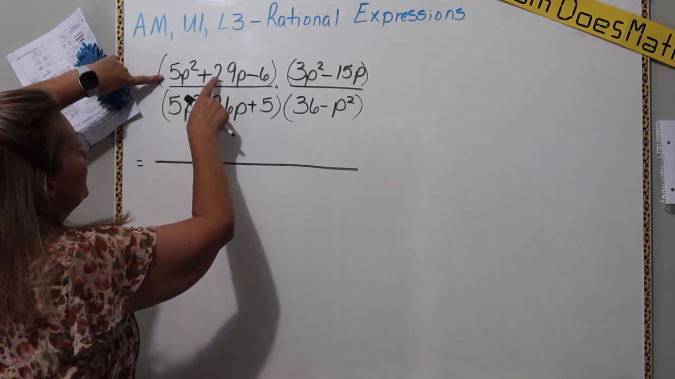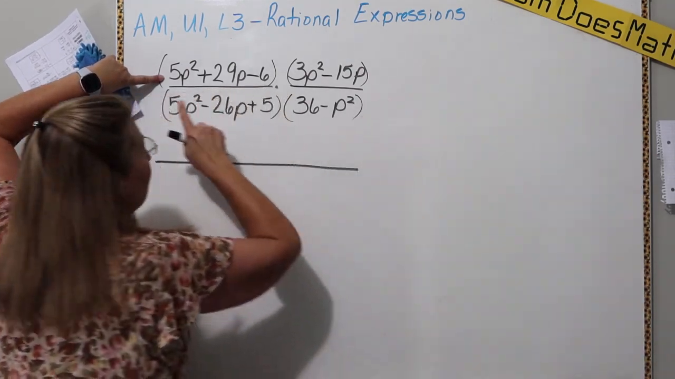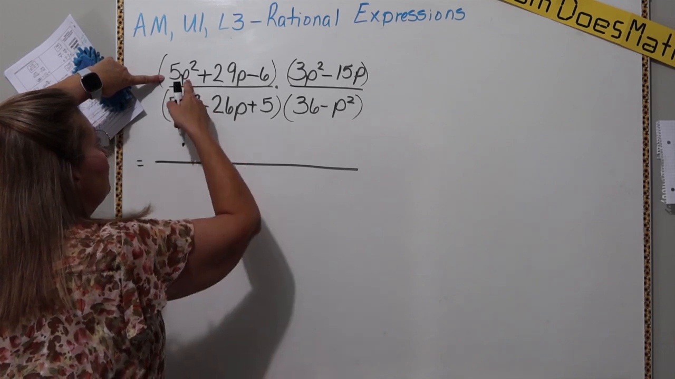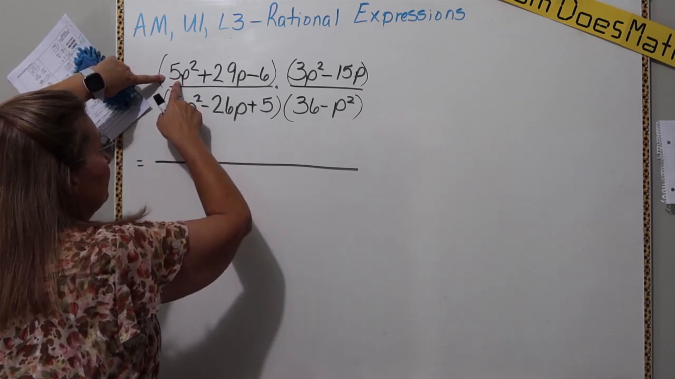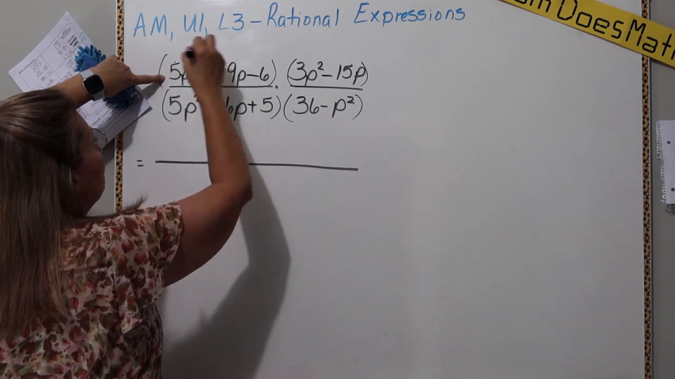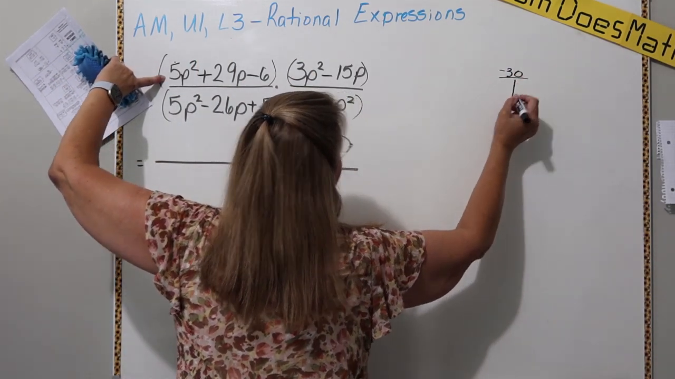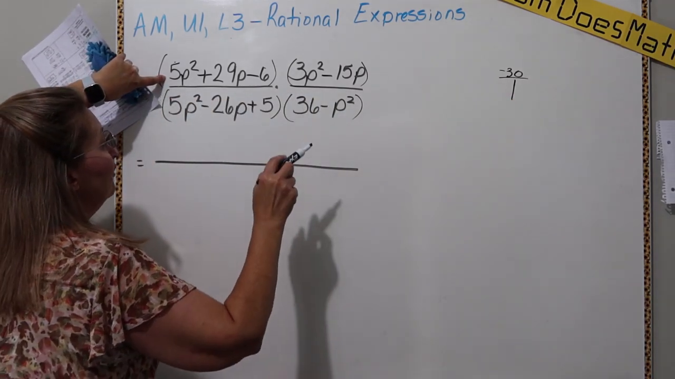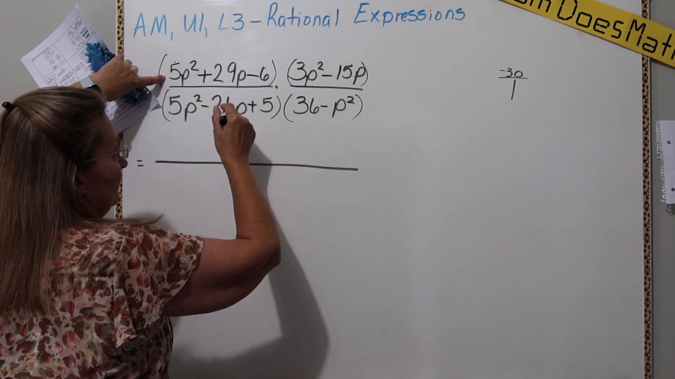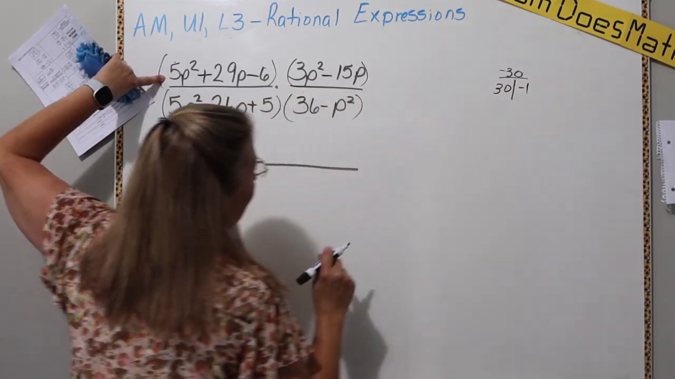Alright, if you take 5p squared plus 29p minus 6 and we want to factor it, there is no greatest common factor. We have a trinomial. We do have a coefficient in front of the first term, so we have to use the AC method. So when I multiply a times c, I get negative 30. Now I'm looking for a pair of numbers that multiply to give me negative 30, but add up to give me positive 29. All right, that's going to be 30 times negative 1.